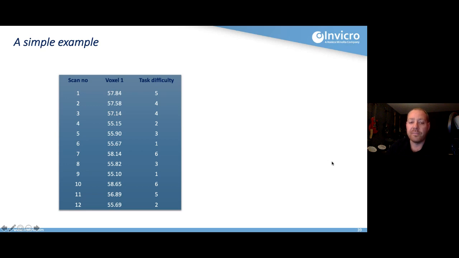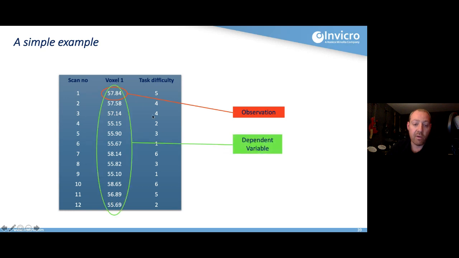So this is always a little bit tricky to explain, but I'm going to do my best. Imagine you have a set of 12 scans. This is as simple as it can be. And this is the data from one voxel, okay? And this is your experimental design.